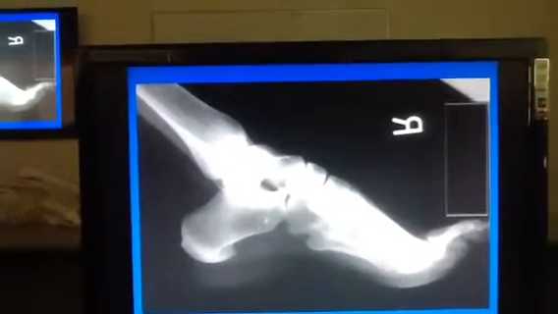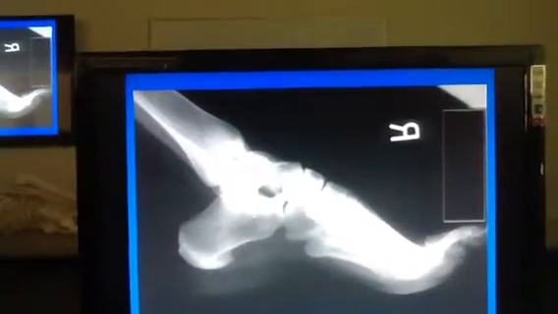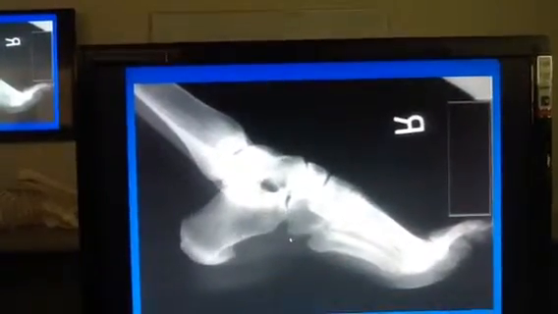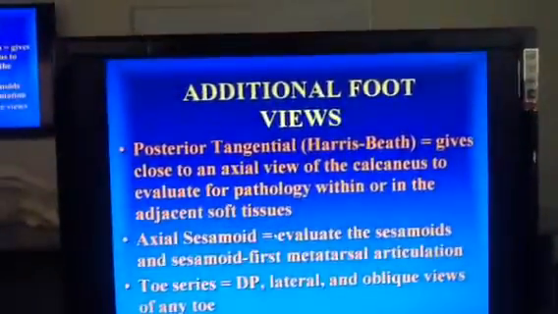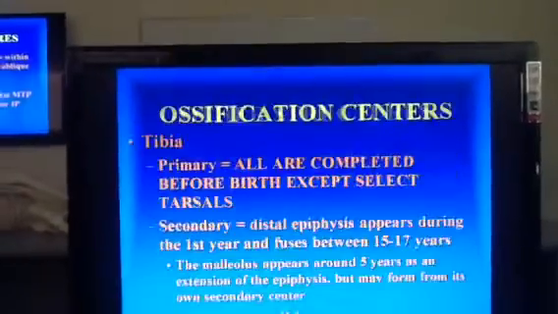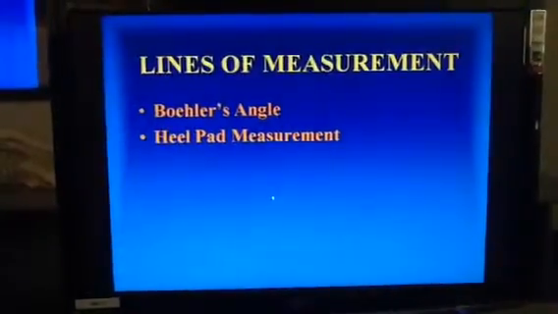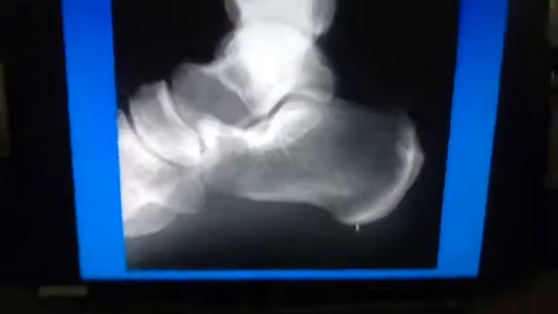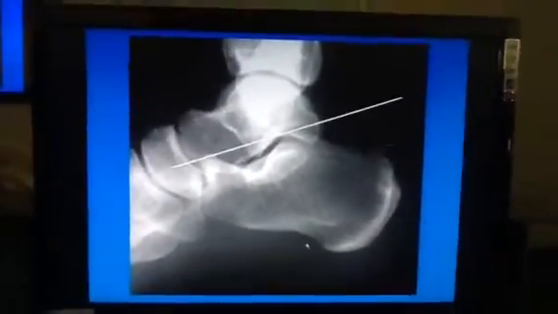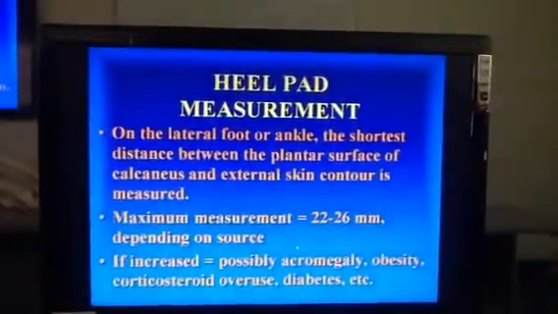This is an area where there appears to be mossy or less osteo. Okay, so there's not that much to talk about. Bowler's angle, we've already had that. Heel pad measure should not exceed 22. When we get there, we've already got the Bowler's. So that's this measure here.